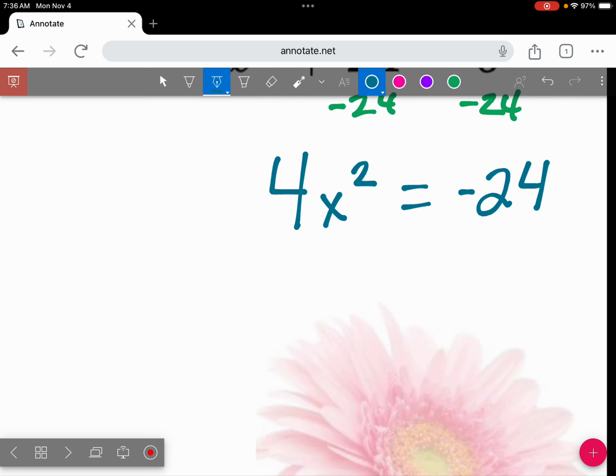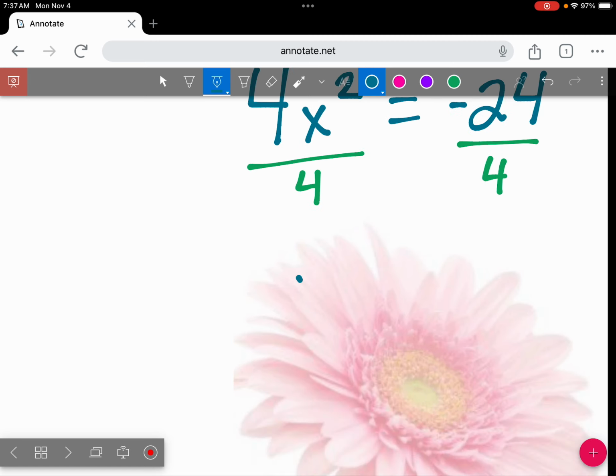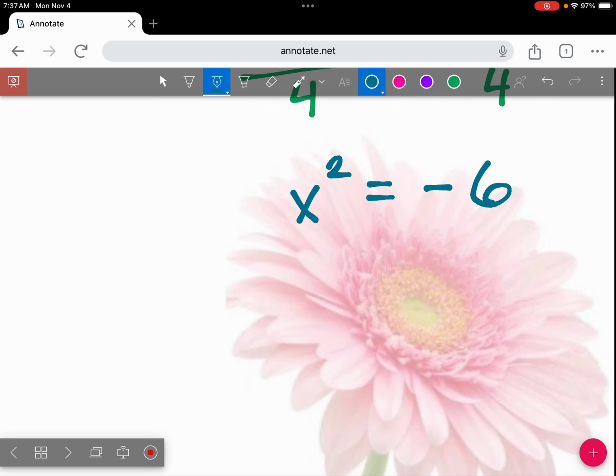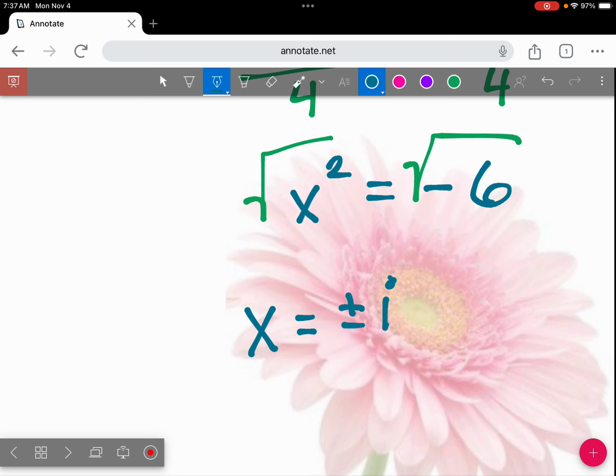Then what? Divide everything by 4. We get that x squared equals what? Negative 6. Square root. Would it be i square root of 6? Yes, missing one tiny piece. Plus or minus. Plus or minus i, because we have that negative.